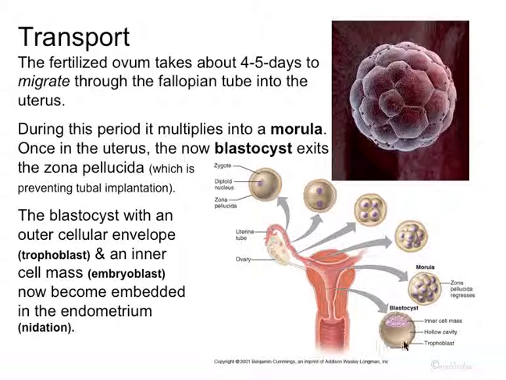And the blastocyst has an outer cellular envelope, and that's known as a trophoblast, and it has an inner cell mass, and that's the embryoblast. And now we can embed that in the endometrium of the uterus, and that process is known as nidation.